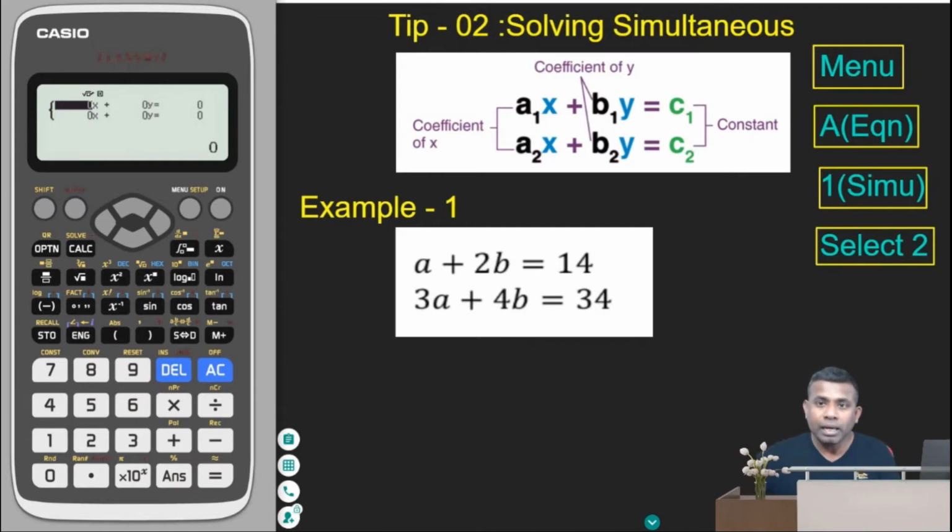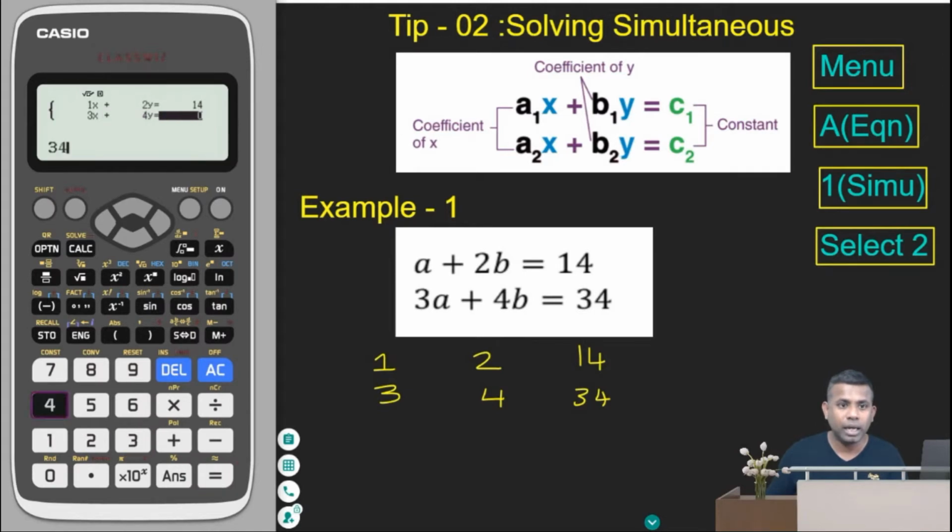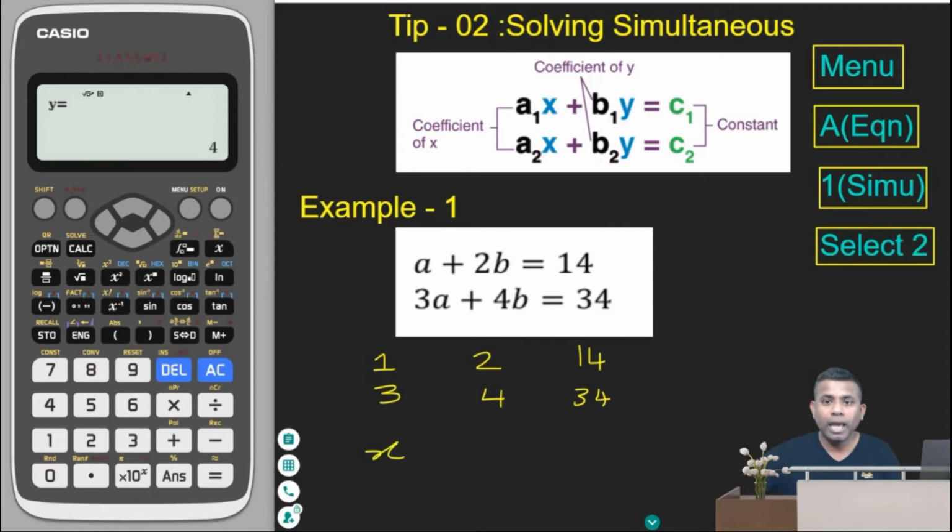For example, here the first coefficient is 1, second coefficient is 2, then the next one is 14. The second equation is 3, 4 and 34. I'm going to enter this in the calculator. 1 and 2 as in the first equation, and the 14 as the constant value. So 3 as a coefficient, and the next one is 4, and the next one is 34. And I press the equal sign, and the answer is x equals 6 and y equals 4. How cool is this? So x equals 6 and y equals 4.